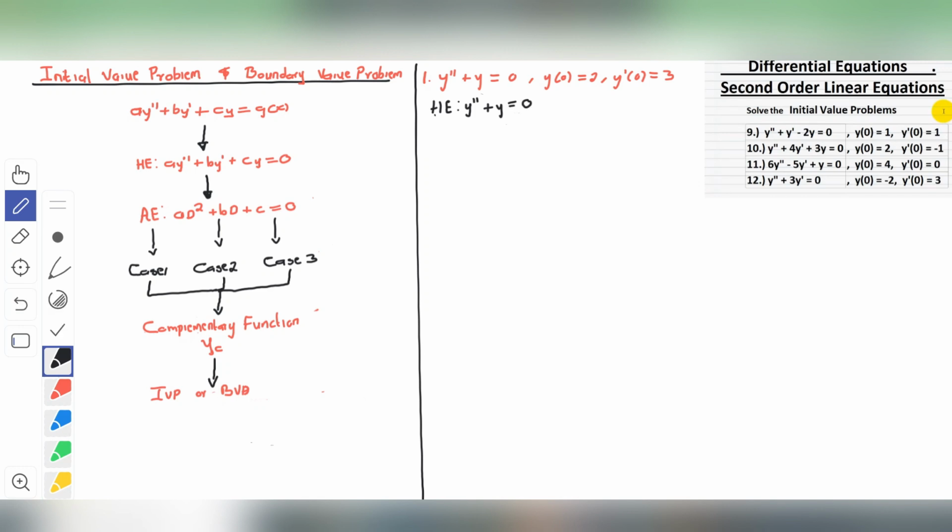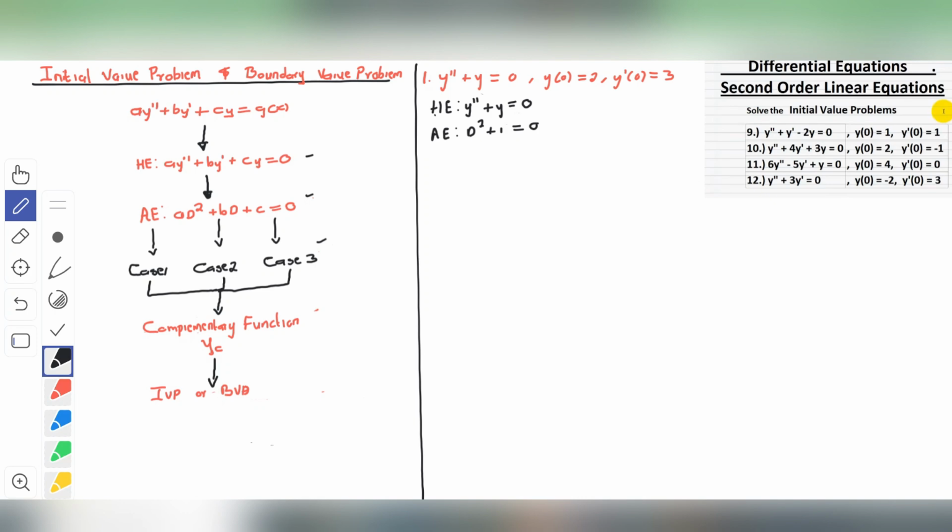Then after writing your homogeneous equation, you write the auxiliary equation. The auxiliary equation is going to be d squared plus 1 equals 0. Remember, we follow all the steps. Like I said, if you are new and don't know how to find the complementary function, there is a link in the description below. Kindly check it before you go through the initial value problem, because you're going to find this difficult to understand. Now we are going to solve for d.